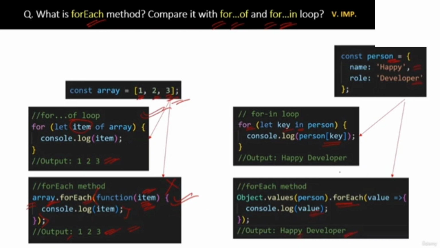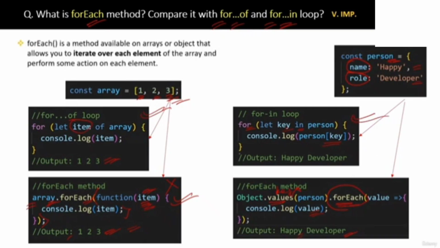If we replace this Object.values with Object.keys, then all the keys of the object will be printed. Here forEach is capable, yes, but I normally prefer for...of because of its short syntax in this case. So finally, here is the conclusion about the forEach method. forEach is a method available on arrays or objects that allows you to iterate over each element of the array and perform some action on each element. That is the answer to this question.